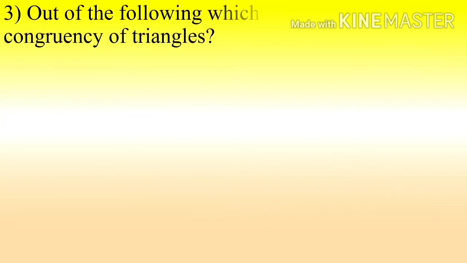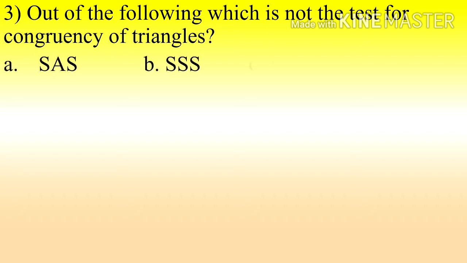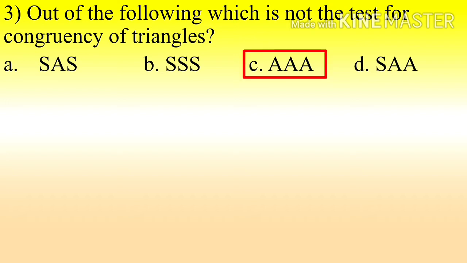Now student, the third question is given. Out of the following, which is not the test for the congruence of triangle? Already I have explained you about the congruency of triangle. Options are given: A is SAS, B is SSS, C is AAA and D is SAA test. So among these four options, option C is not the test for the congruence of a triangle. So our correct answer is option C, AAA.